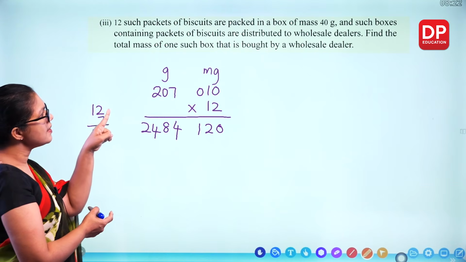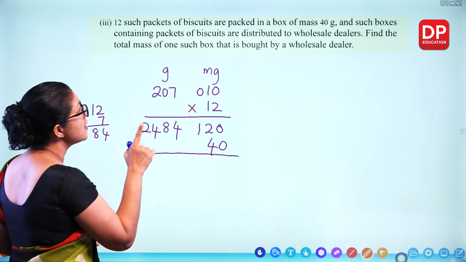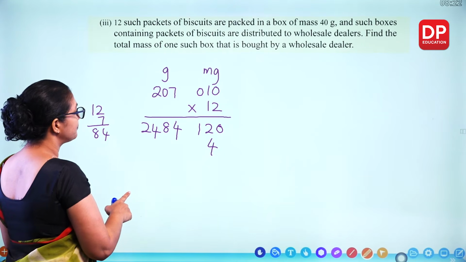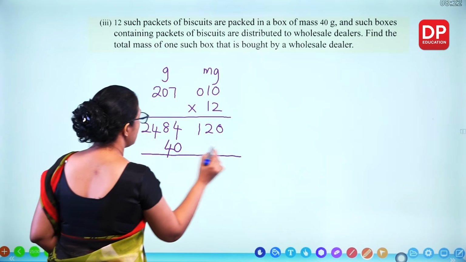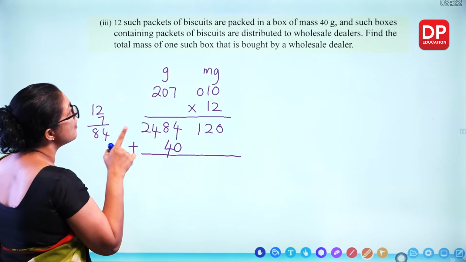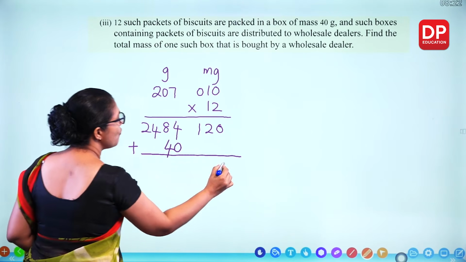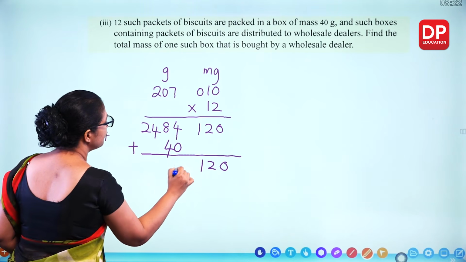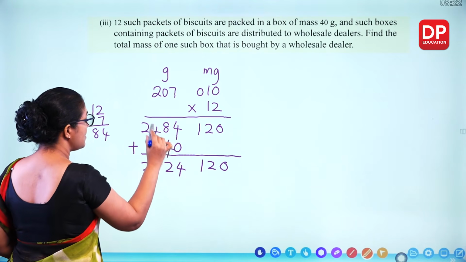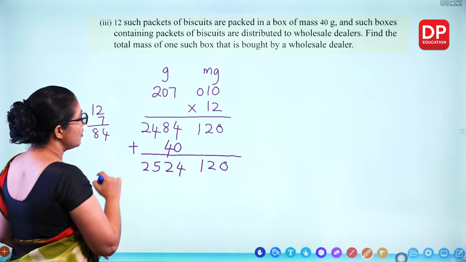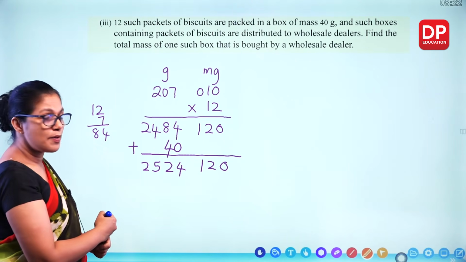But the box is 40 grams. You have to add it. 40 grams, not milligrams. 40 grams, you have to add it. That's the mass of the box. Now find the total. Add it together. You get this much. So we can convert to kilograms.